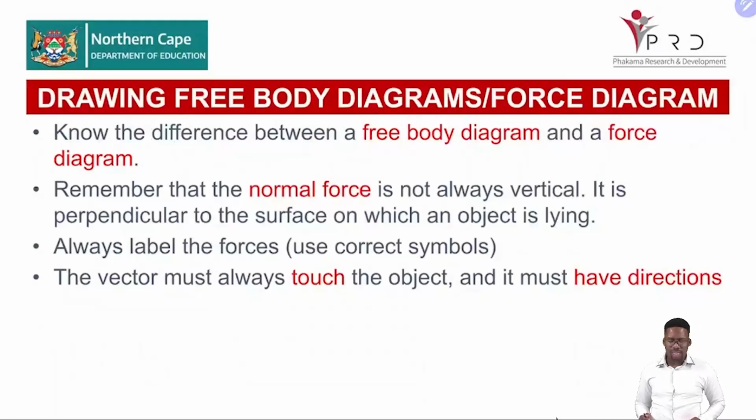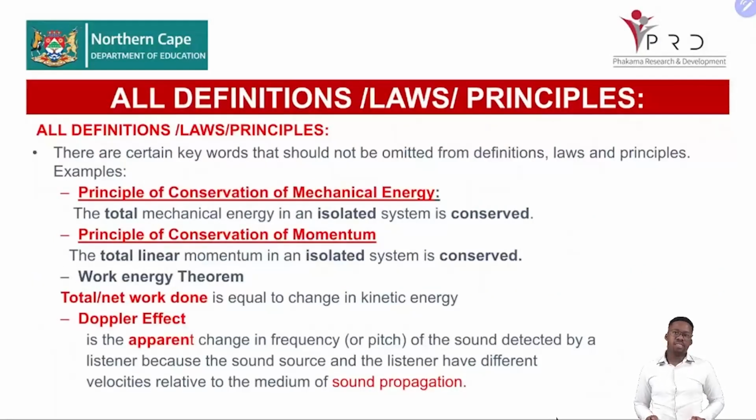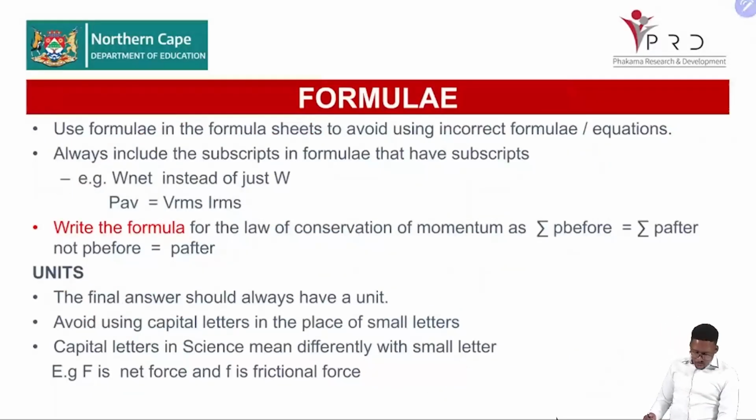And also, let's make sure that as we draw the free body diagram, your dot is big enough. Don't make superimposed forces, and your arrows must touch each other. All definitions must come from the exam guideline of 2021. The formulas, we are saying make sure that if a formula has a subscript, indicate the subscript. Because wrong formula, wrong everything.